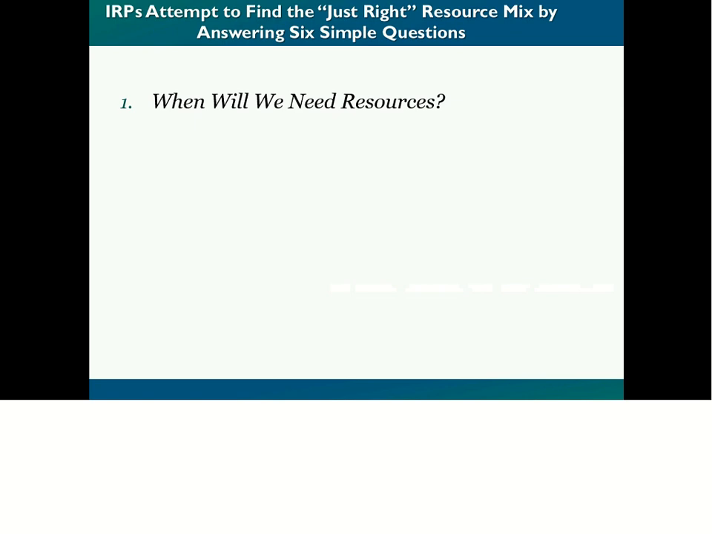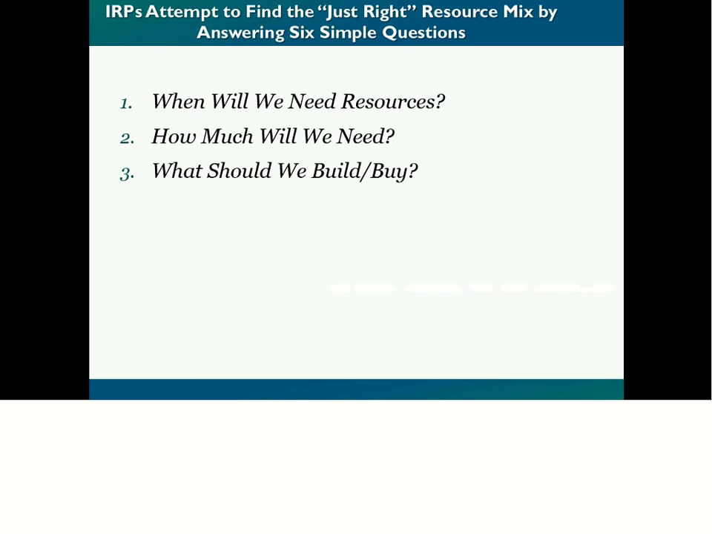There are 6 questions that we have to answer on the way to getting to an IRP done. First is, when will we need resources? That's your load forecast. How much will we need? That's where you are right now, your load resource balance, how fast loads are growing, what I own, what I buy. What should I buy to fill that gap? And when should I buy it?